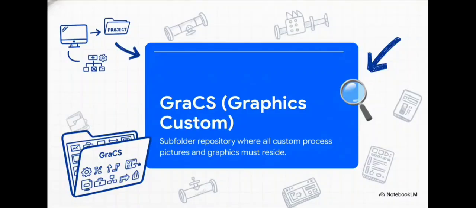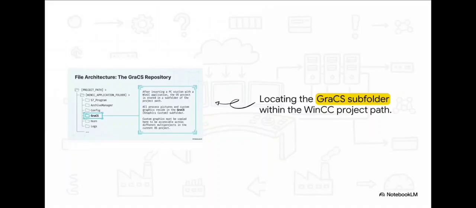Now, when you're working in these tools, you need to know exactly where your materials are supposed to go. For instance, if you're bringing in custom graphics, they have to go into the GraCS, or Graphics Custom, repository. It's really simple. If you don't drop your custom assets into this specific subfolder, they just won't be accessible across your broader project, period. And it's absolutely crucial that you know exactly where that GraCS folder lives within the WinCC application path. This strict file architecture acts as the load-bearing walls of your entire project. It ensures that every single visual asset is sitting exactly where the system expects it to be when it finally comes time to render those screens for the operator.